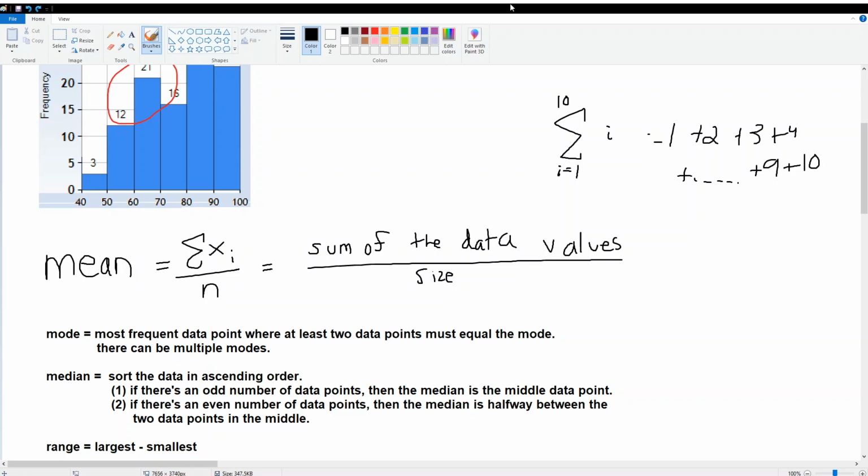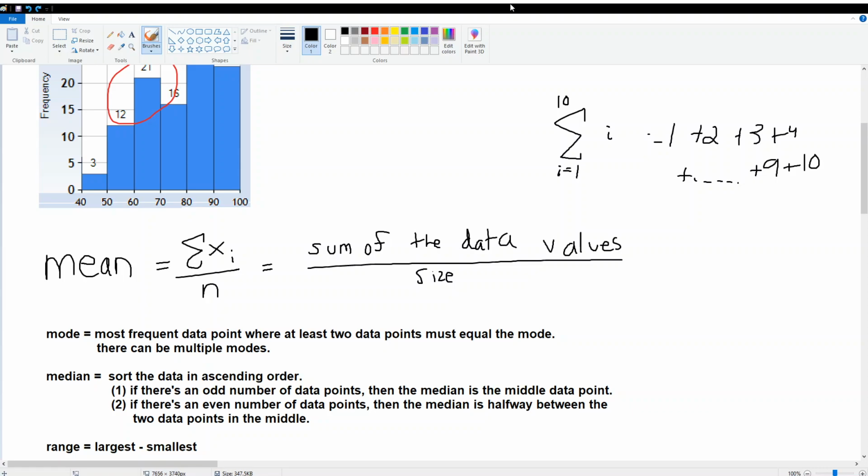Our mode is the most frequent data point. And we can have multiple modes. But there must be at least 2 occurrences of a data point for it to be the mode. So if our data points are 1, 2, 3, 4, and 5, there's no mode. If they're 1, 3, 3, 3, and 5, then our mode is 3. But if they are 1, 2, 2, 3, and 3, then we'd have 2 modes, 2 and 3. In this case, if you said a mode is 3, you're technically not wrong because you're specifying one of the 2 modes.